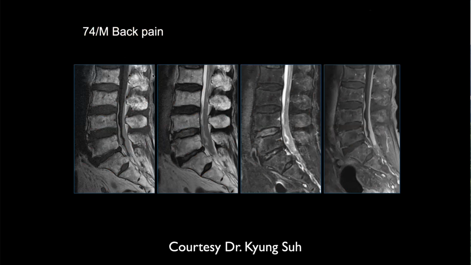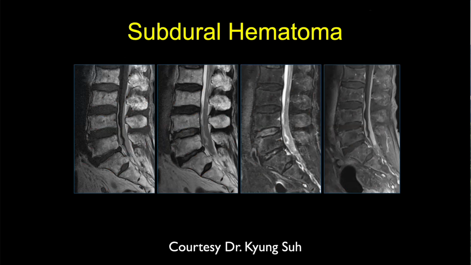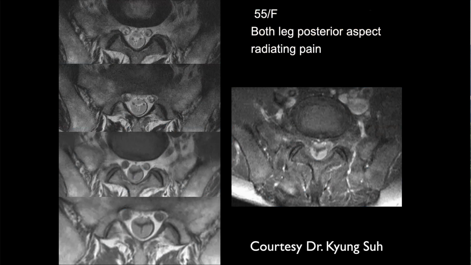A 74-year-old man, back pain. On the T1 image on the left, we see increased signal. It could be in the epidural space there. We can see it on the T2, and here's the STIR. Here's probably post-contrast T1. Hematoma, and this turned out to be a subdural hematoma.